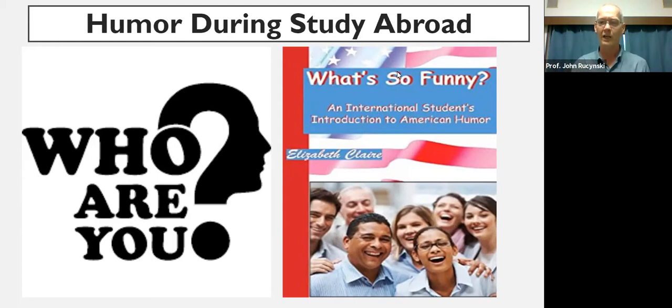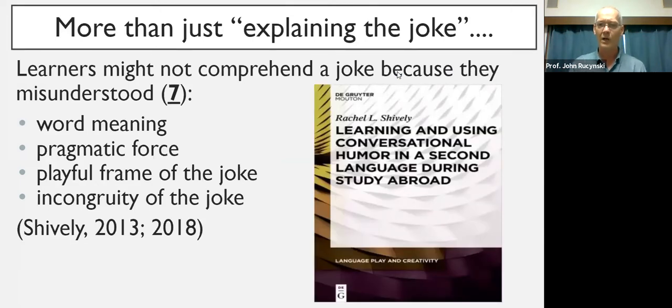You hear so many stories like this, of students who really want to join in the communication, join in the joking, join in the fun, but it's really hard to get to that level. Shively, for example, has done a lot of studies on humor during study abroad, and it's not just saying, this is the word, this is what the joke means. She discovered seven different reasons why learners could not understand humor during study abroad. Simply, it could be the word meaning, it could be pragmatic, it could be the playful frame, or the incongruity, so something doesn't make sense, especially culture to culture. So again, humor is very dynamic, very chaotic.